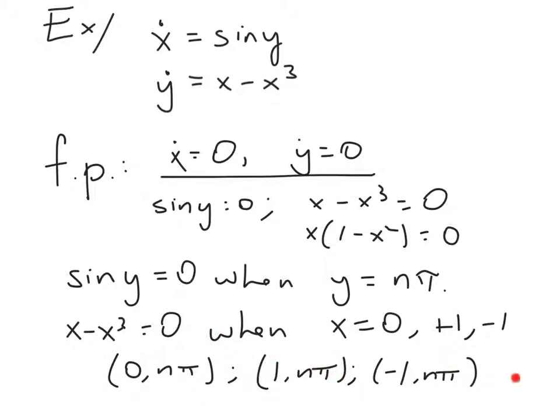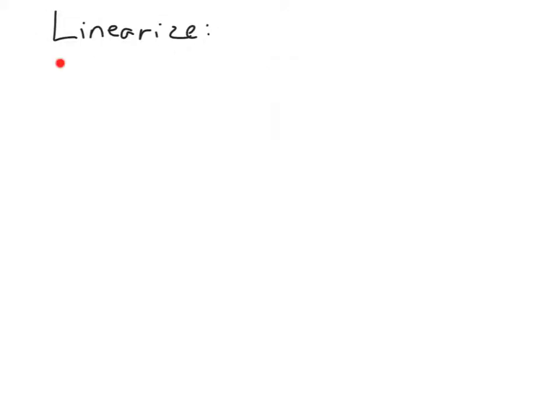So there's a ton of fixed points of the system, but we're going to zoom in at just a couple values of n to try to figure out what's going on. After we identify the fixed points, we want to linearize about each fixed point to try to understand the nature of the fixed point. To create our linearized system, we create new variables, u, which is our distance to the x value of the fixed point, and v, which is our distance to the y value of the fixed point.